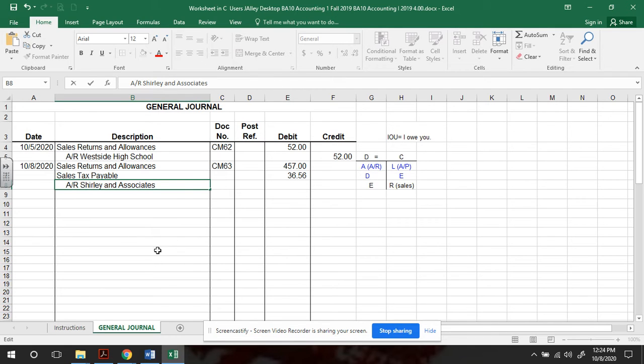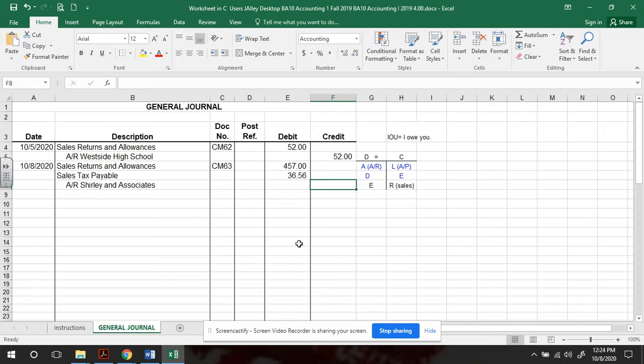Shirley and Associates. So they're bringing whatever this is, they brought it back and they don't want to pay us. They shouldn't have to pay us for this. So we're going to put it back on their account as if they made a payment. Only they didn't make a payment, they brought merchandise back. Right here, sales, remember, when the sale happened, we put it as a credit. This is a return. That is the opposite of sales. So we have to put it as the opposite of credit. That's why we put it in the debit.